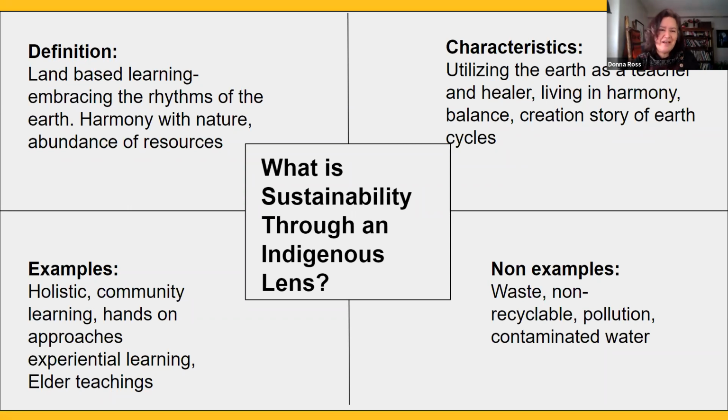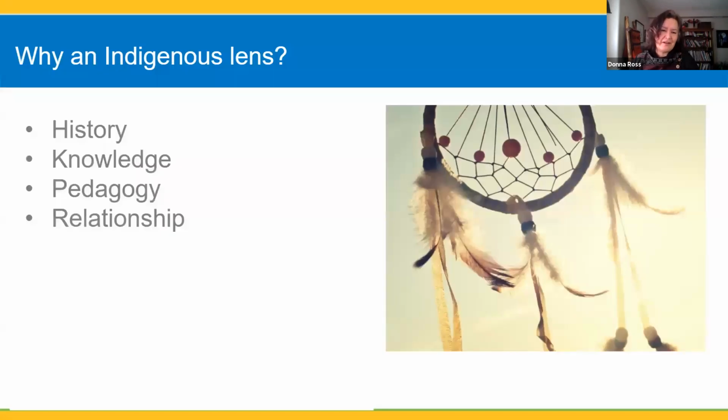With that, there are many stories of creation of the earth cycles. And then some examples from me were holistic, community learning, hands-on approaches, experiential learning, and then of course, really importantly, the elder teachings and the oral story. Non-examples that I could think of were waste, non-recyclable products, pollution, and then really contaminated water, which is quite an issue with many First Nations across Canada, as we know.